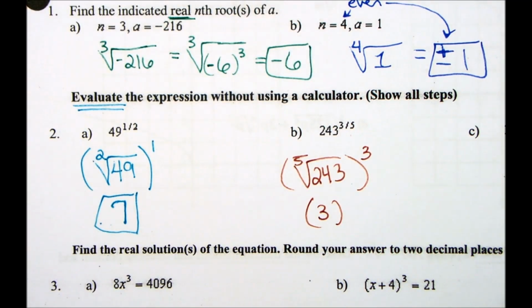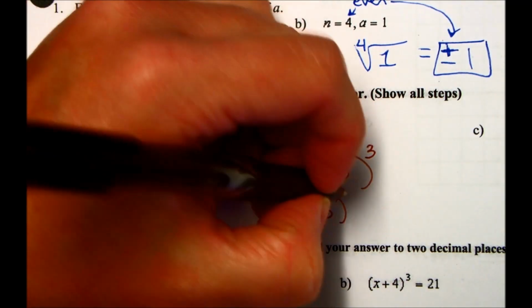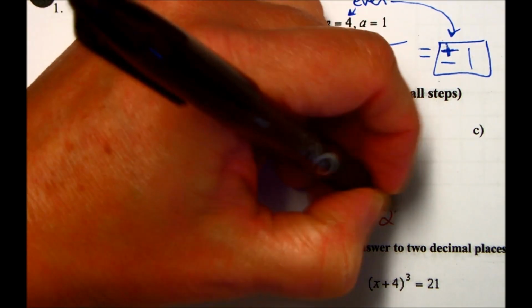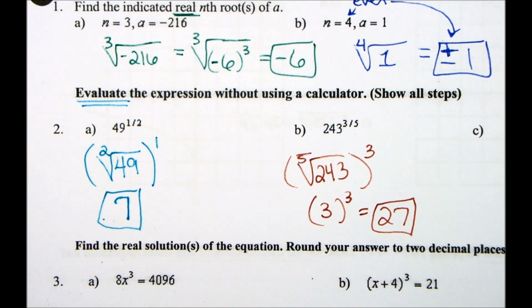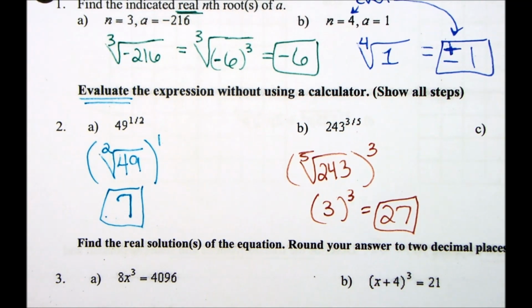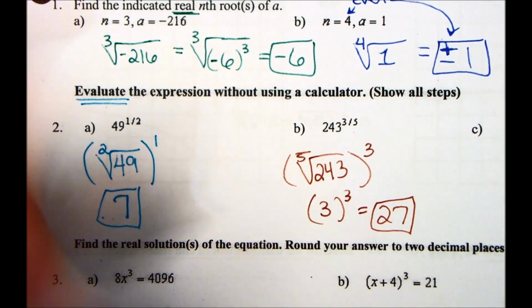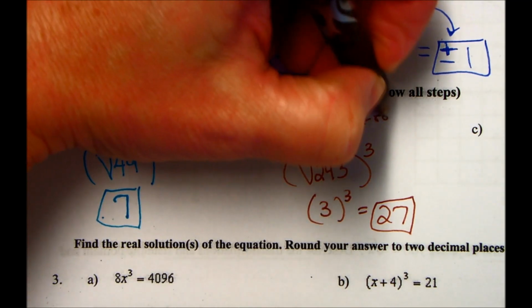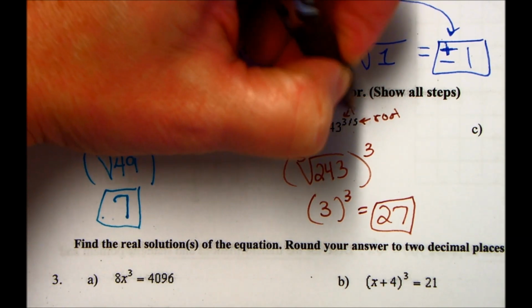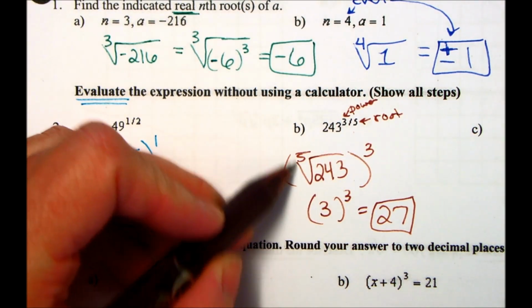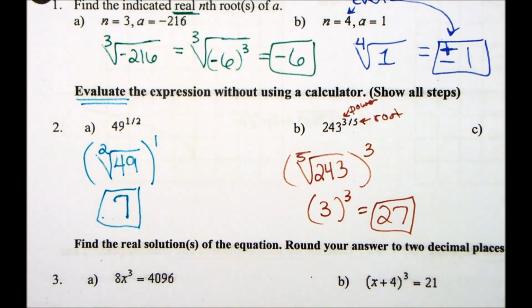And if you're not sure, you can take 3 to the fifth power on your calculator just to double check that. And then you would take that 3 to the third power, which equals 27. So that's our simplified radical expression. Again, notice we take the root, so the root is the bottom number, and the power is the top number. So you always want to simplify the root first, then the power.